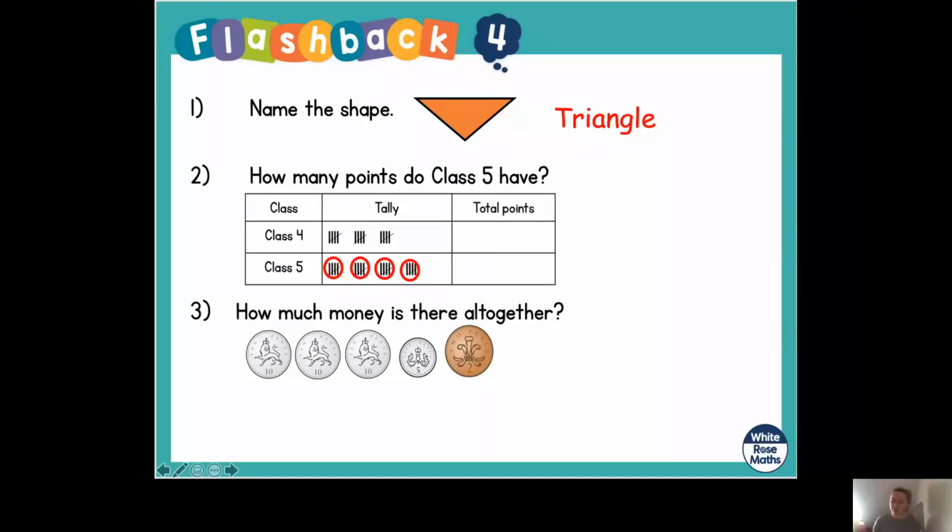Okay, 5, 10, 15, 20. Oh, yes, you're right. I need to stop. I've counted 4 steps of 5 and I got to 20. Fantastic. So class 5 have 20 points altogether.